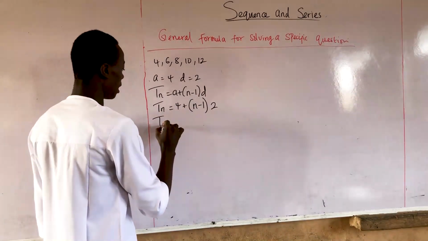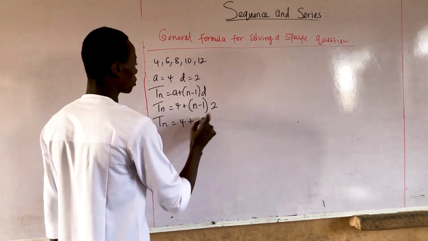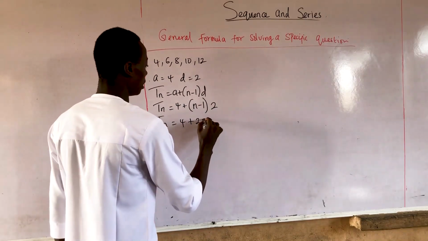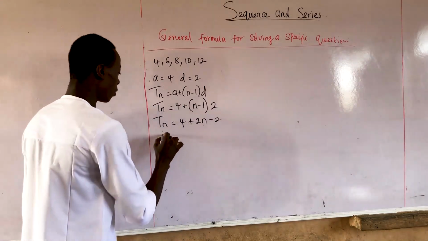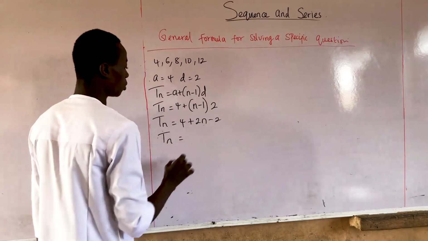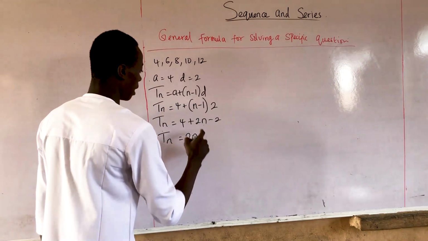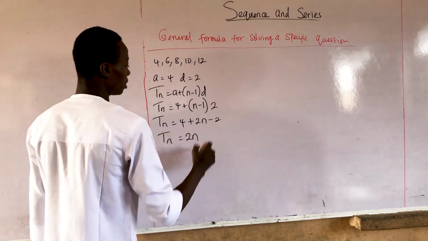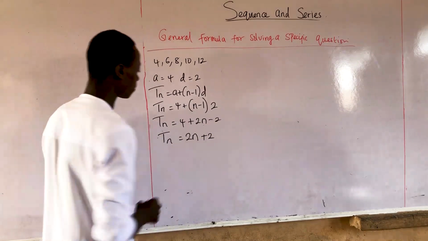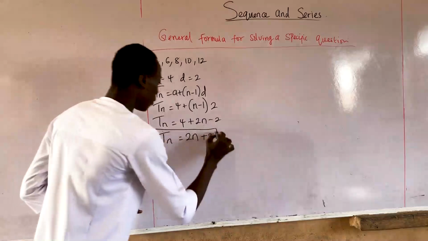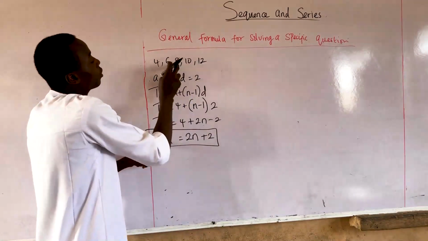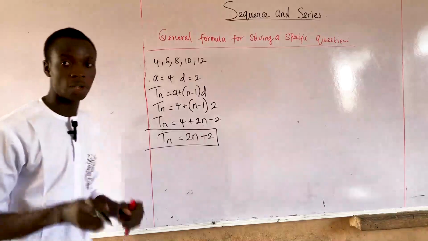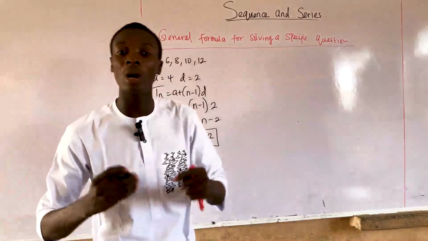From here, you have Tn is equal to 4 plus 2 times N will give us 2N. 2 times minus 1 will give us minus 2, right? So therefore, Tn is equal to 2n, 4 minus 2 will give us 2, plus 2. Now, this is the formula that can solve for any missing term in this specific question. If you take this formula to another question, this formula will not be able to handle that question.